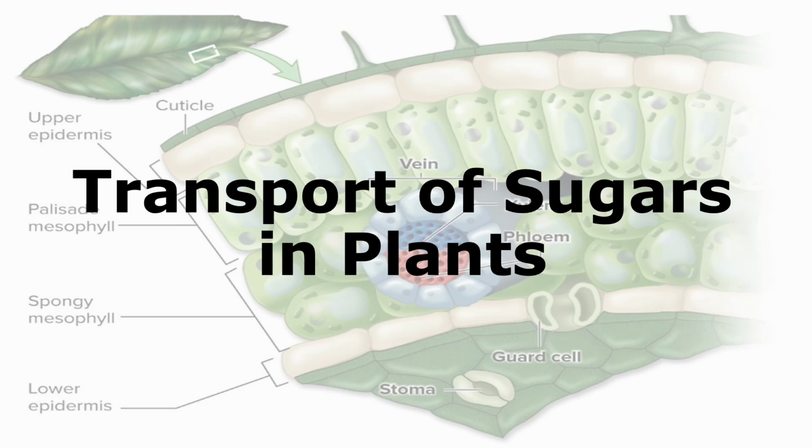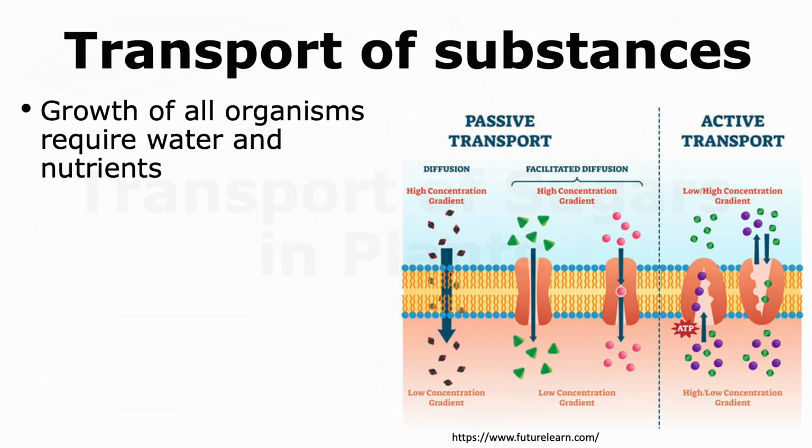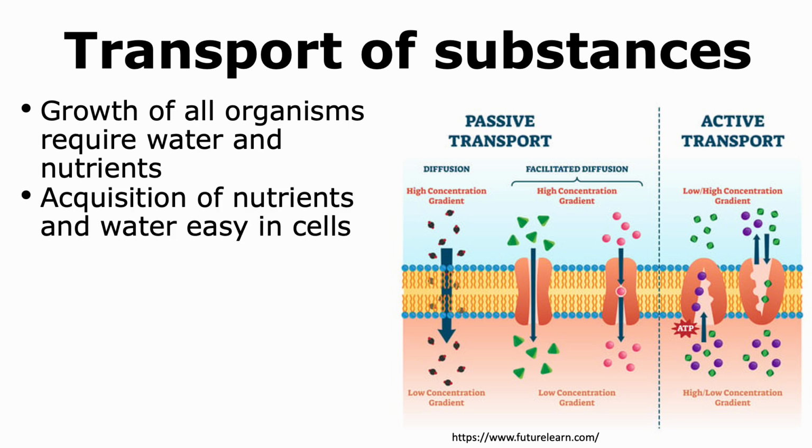In this talk, we will learn about the transport of sugars in vascular plants. The growth of all organisms requires water and nutrients. The acquisition of nutrients and water is easy in unicellular organisms or in cells in general.